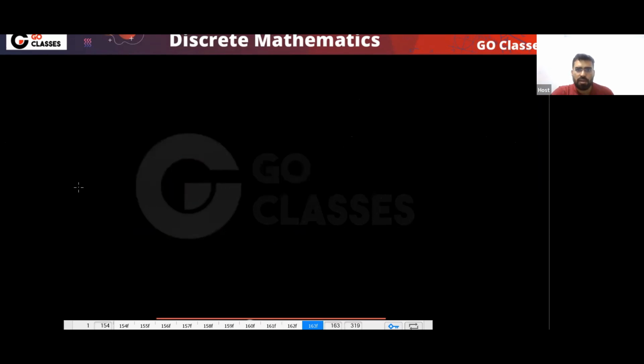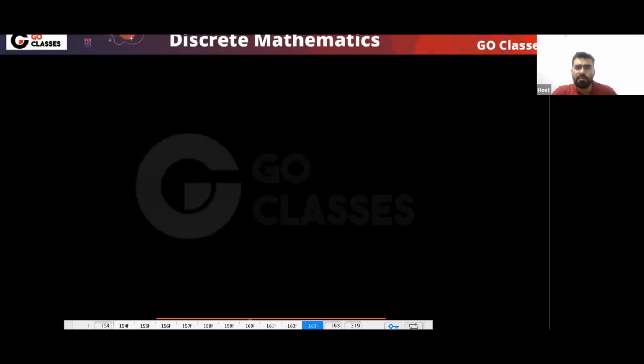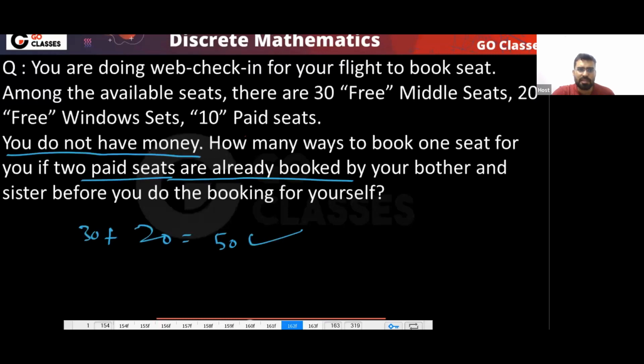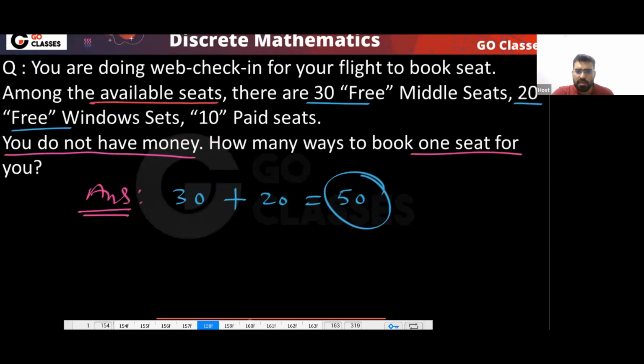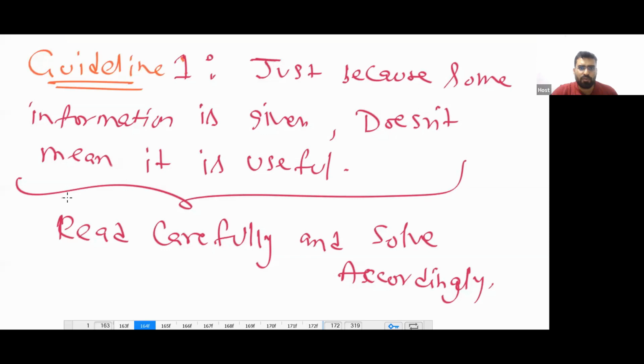Okay. So guideline number 2. Can you notice that in these questions, some information is extra? For example, in this question, you are not using this information, the 10 paid seats. We are not using this information. I have seen this many times. Many students, if some information is given in a question, will try to use it somehow. See, just because some information is given, it does not mean it is useful.